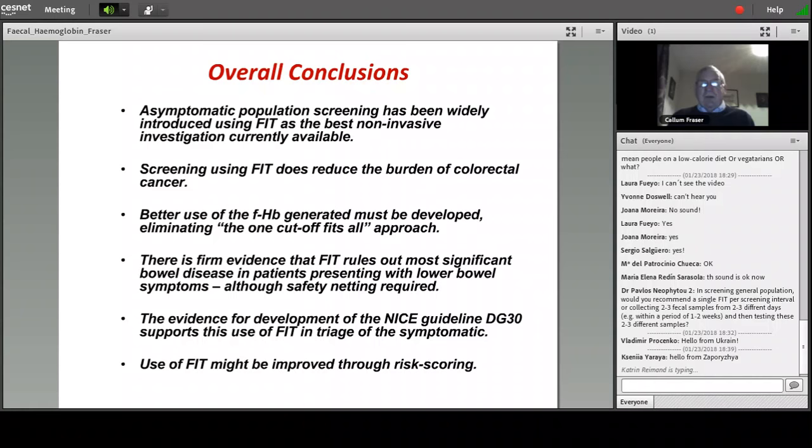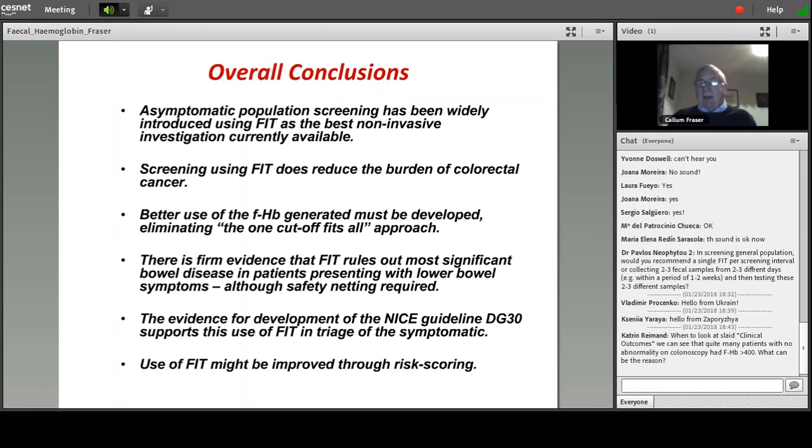But I think that better use of the fecal hemoglobin concentrations that we can generate using these wonderful quantitative FIT must be developed, eliminating this one cut-off fits all approach and reporting results simply as negative, come back in 2 years or 1 year, positive, go for colonoscopy. And then the second use of FIT is growing very rapidly and is of interest not only in England and in Scotland, but also in other countries which find their colonoscopy demands are simply unable to be dealt with, such as in South Australia.